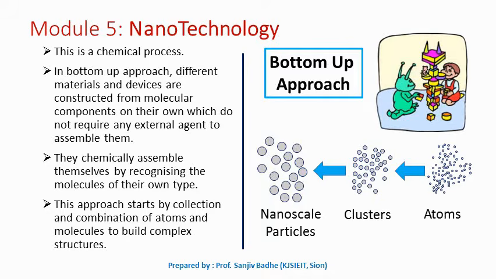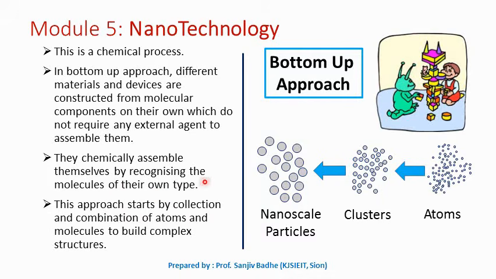Another approach used to produce nanomaterials is the bottom-up approach. So in the bottom-up approach, smaller and smaller particles are joined together to form a bigger structure. This bottom-up approach is usually a chemical process. Different materials and devices are constructed from molecular components on their own, which do not require any external agent to assemble them. These molecular components assemble themselves by recognizing the molecules of their own type.